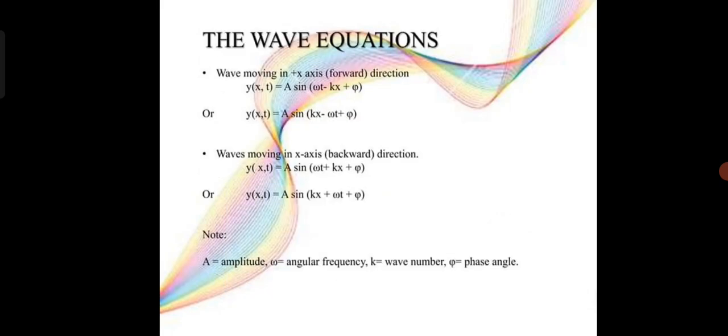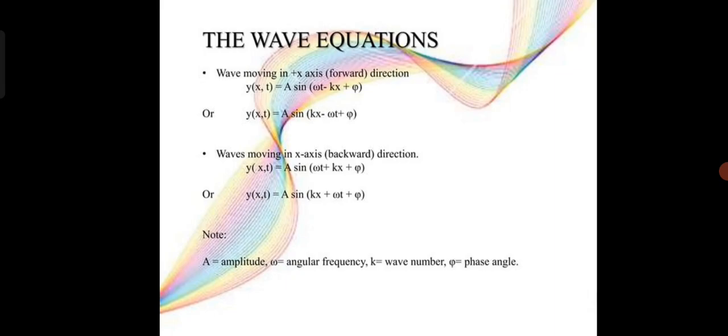And the wave equations: for a wave moving in the positive x-axis, there is a generalized equation, y of x comma t equals a sin of omega t minus kx plus phi. Or another way we can write it is y of x comma t equals a sin of kx minus omega t plus phi.